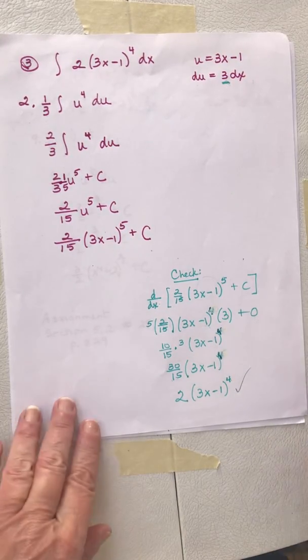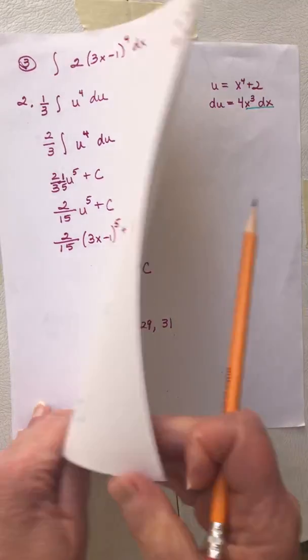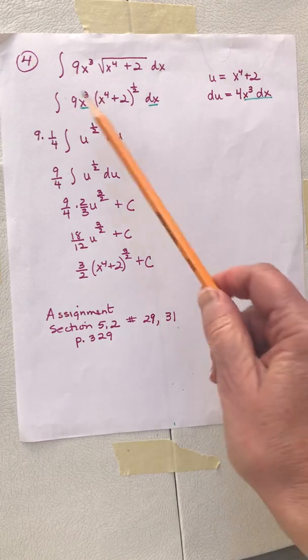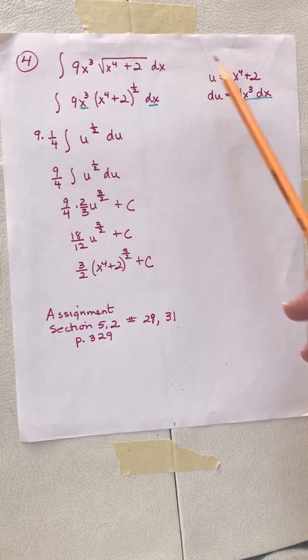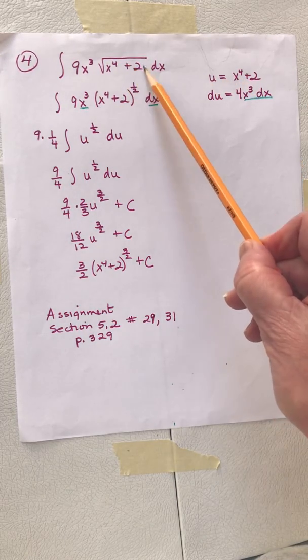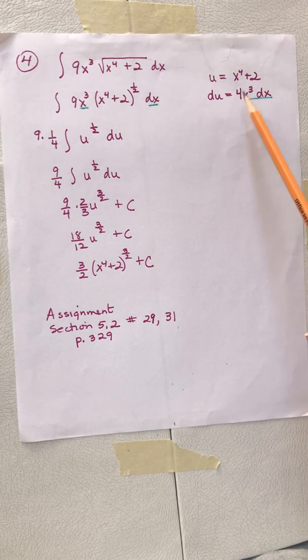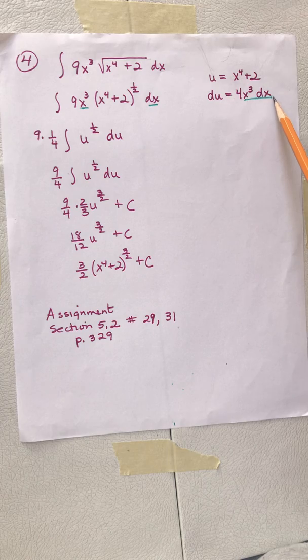Okay, I'm going to do one more of these for you. Yes. Okay, so here's the original problem. My u is x to the 4th plus 2. I take the derivative of that, I get 4x cubed dx.